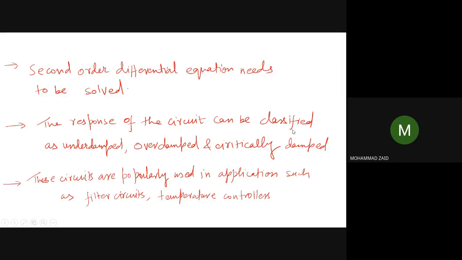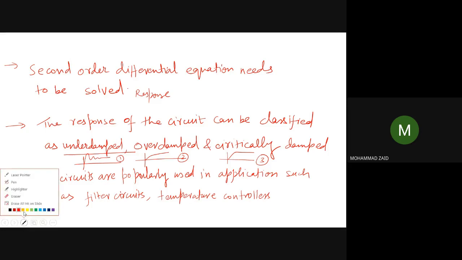The response of the circuit can be classified as underdamped. That means this kind of response. If you are getting this kind of response, this is an underdamped response, or an overdamped response, that is also known as a sluggish response, or a critically damped response. This is on the boundary of underdamped, that is one response. This is overdamped, second response, and critically damped, that is third response. So the response can be underdamped, overdamped, or critically damped.